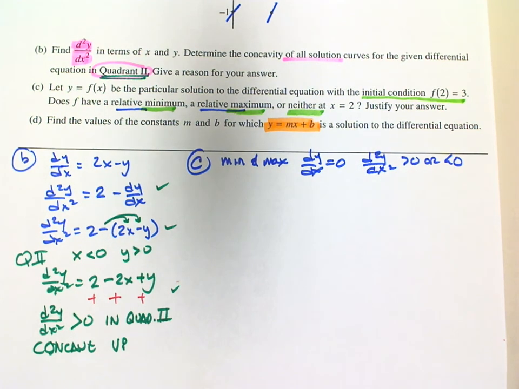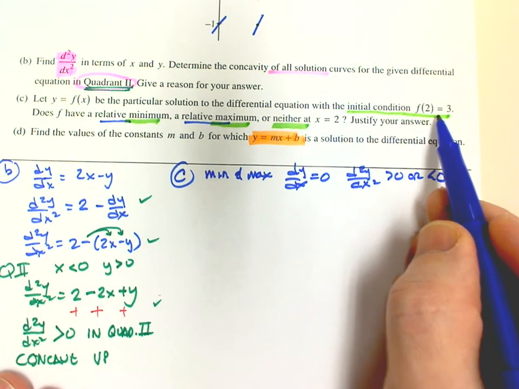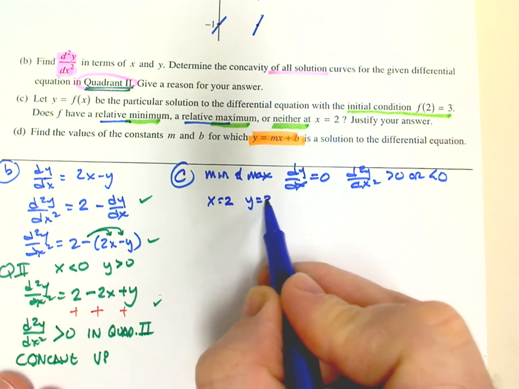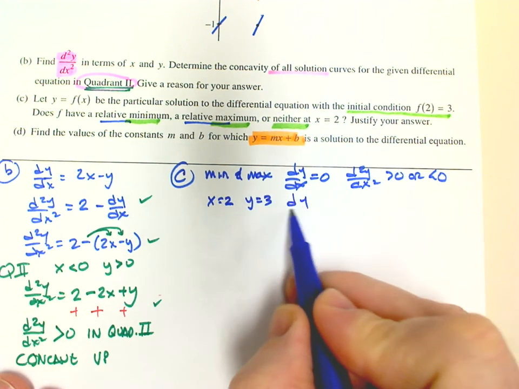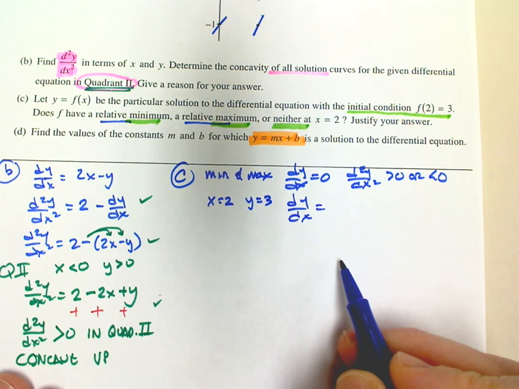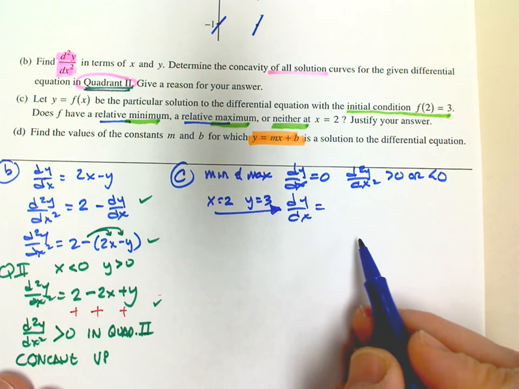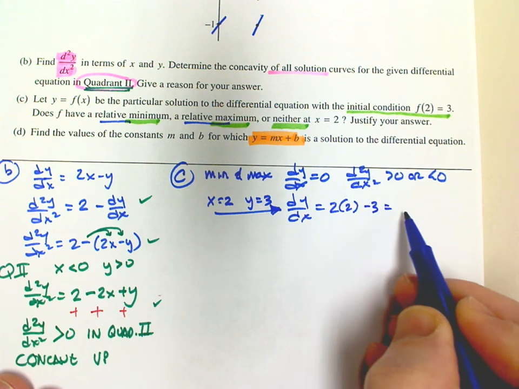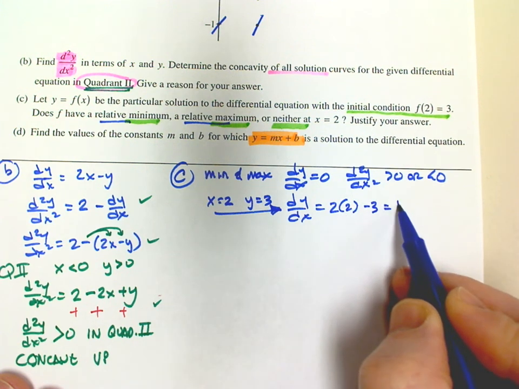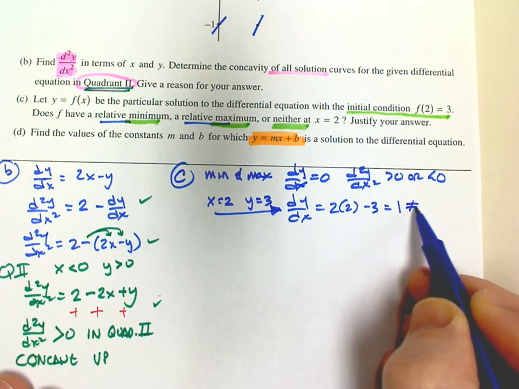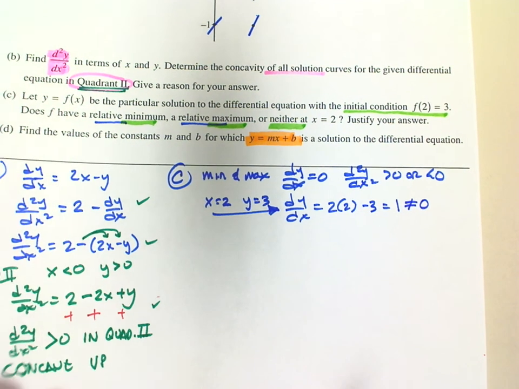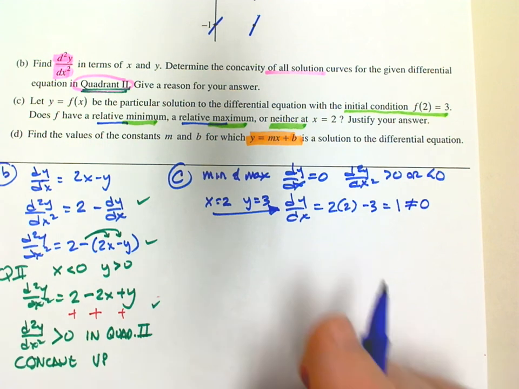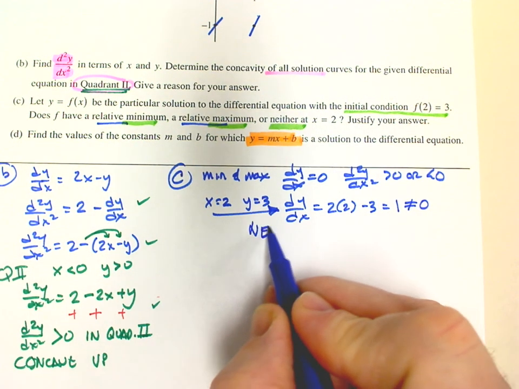So it's at this particular point here when x equals 2 and y equals 3. Let's find, first of all, dy/dx at those. Substituting in, this will be a 2 times 2 minus 3. That's 4. 4 minus 3 is 1. So wait a second. This is not equal to 0. Can we have a max or min if our slope is not 0? No, we can't. So this one is definitely a neither.